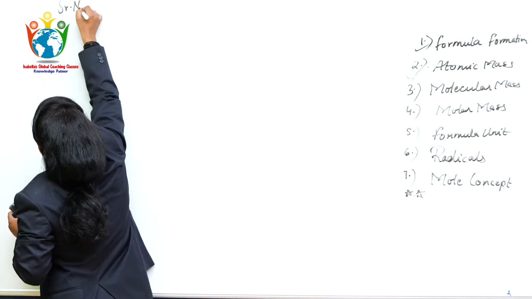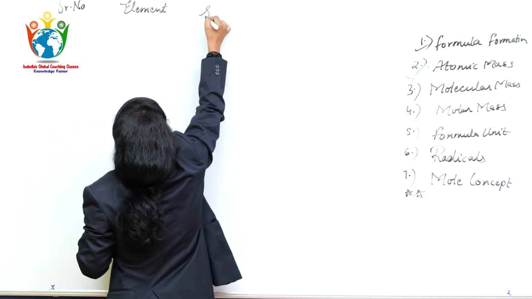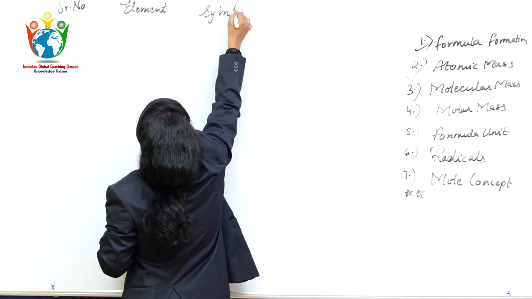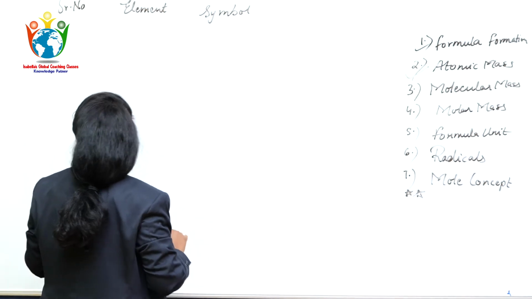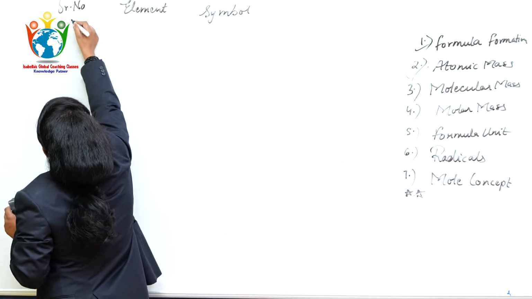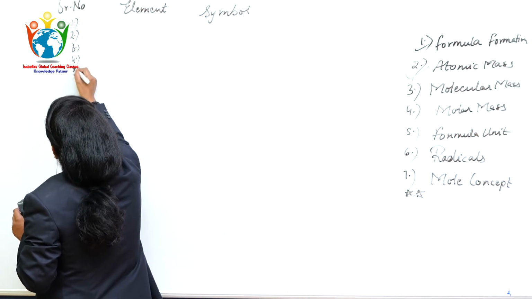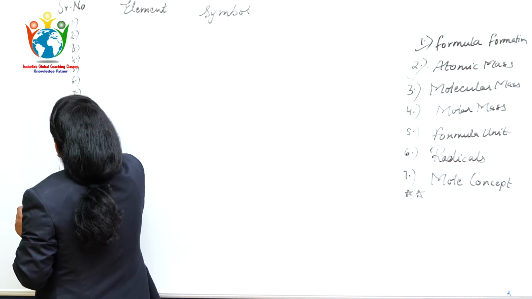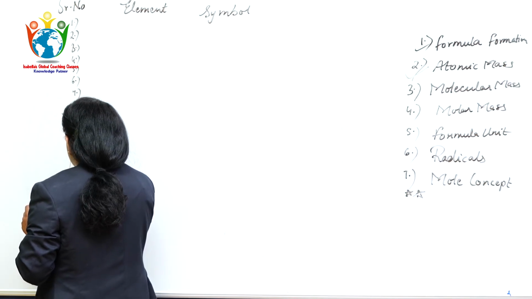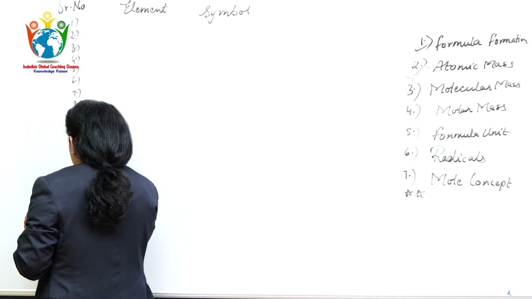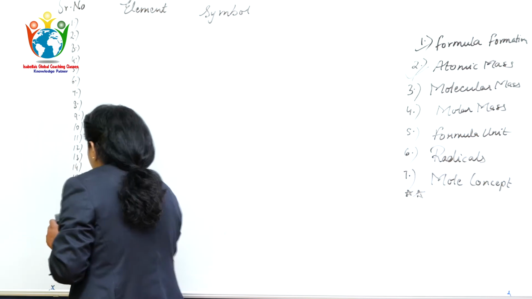Serial number, element and symbol. I could have explained tetrachloride, but again I need to go with the 4th chapter, and presently we are focusing only on the 3rd chapter. Later when I come, I will explain it to you. I will write down the numbers. 1, 2, 3, 4, 5, 6, 7, 8, 9, 10, 11, 12, 13, 14, 15, 16, 17, 18, 20.